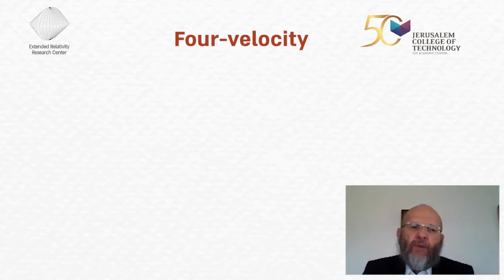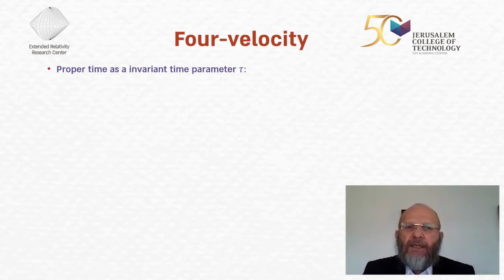Now, when we have such motion, we have to replace the velocity by the four-velocity. For the four-velocity, you have to replace the velocity, which was the space displacement divided by the time difference between the two events.